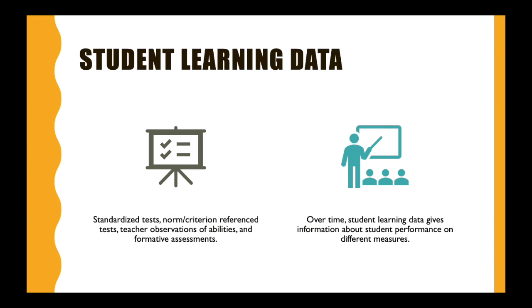Moving on to the next important type of data, which is student learning data. This type of data includes standardized tests, norm or criterion reference tests, teacher observations of abilities, and formative assessments. And over time, this type of data gives information about student performance on different measures. On the next few slides, I have included the 6th through 8th grade math and literacy ACT Aspire results. I'm going to briefly discuss what they look like, and in a minute we will discuss what we can do as a school to improve these scores even more.